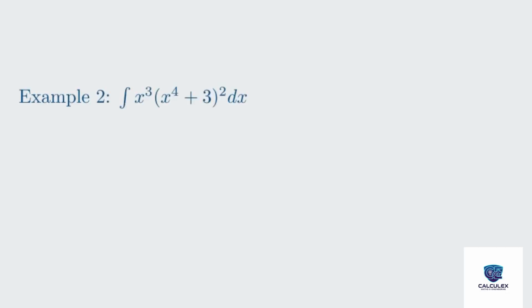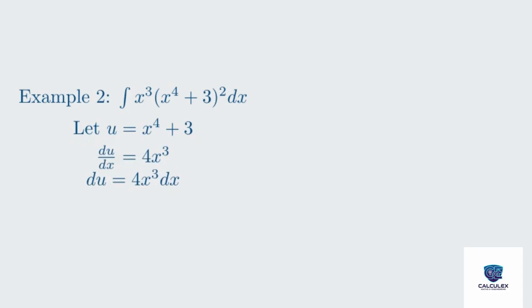Consider the integral of x cubed times the quantity x to the 4th plus 3 to the 2nd power. Again, the inner function is a good candidate for u. So let u equal x to the 4th plus 3. Now we find du. du/dx is 4x cubed, which means du equals 4x cubed dx.